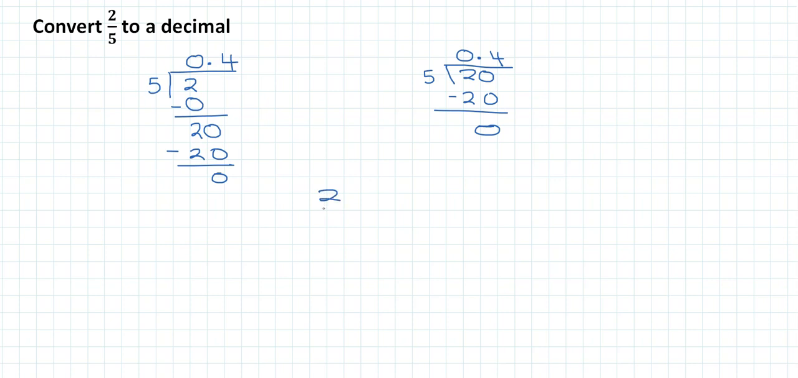So therefore, 2/5 is going to be 0.4. So this simply means that the 2/5, another way to represent that number, that quantity, is 0.4.